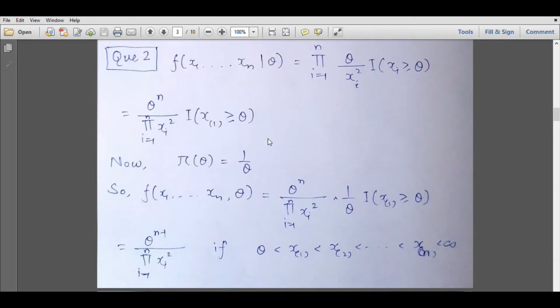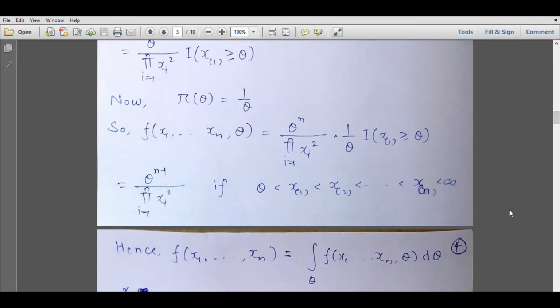Now the prior is given as 1 by theta. So the joint distribution of xi and theta will be the product of the two. It will look like this. Now notice that this condition, x ordered 1 greater than or equal to theta, has to be there, because otherwise the joint PDF will again be 0. So I have tried to simplify the condition by writing it like this. So this will be the expression of the joint PDF of xi and theta if theta is less than x ordered 1, which is less than x ordered 2, and so on up to x ordered n. Now let us see how the posterior distribution will work.